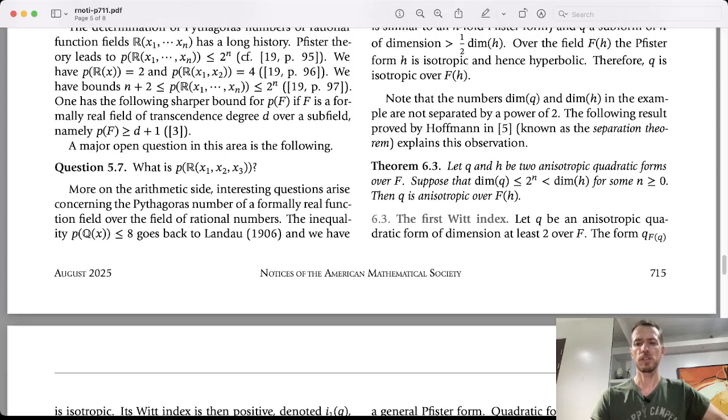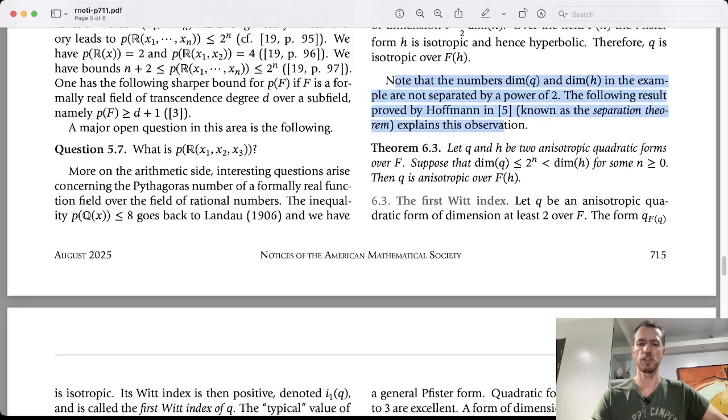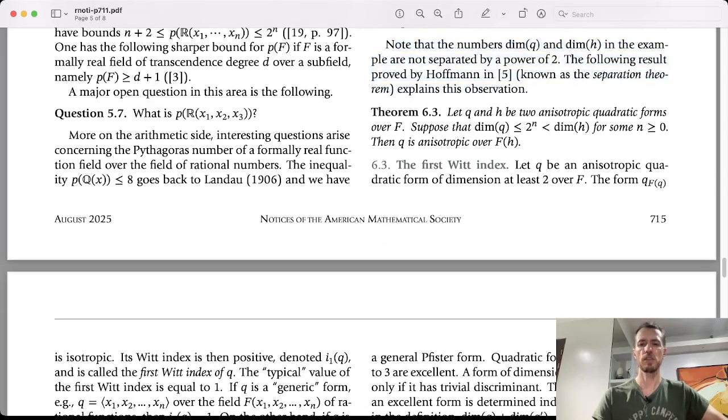Note that the numbers dimension of Q and dimension of H in the example are not separated by a power of 2. The following result proved by Hoffmann in reference 5, known as the separation theorem, explains this observation. Theorem. Let Q and H be two anisotropic quadratic forms over F. Suppose the dimension of Q is less than or equal to 2 to the n less than the dimension of H for some n bigger than or equal to 0. Then Q is anisotropic over F(H).